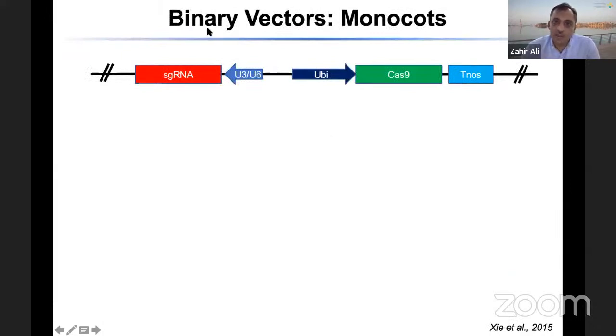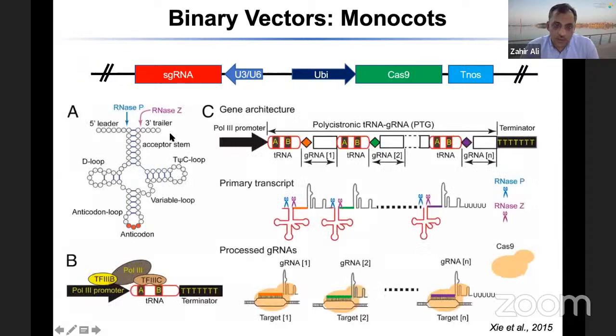Then the next step was the binary vector for the monocots. In monocots, as I explained, the ubiquitin promoter works very well for the Cas9 with the T-NOS terminator. And you can use the U3 or the U6 promoter to express the gRNAs. But normally in the cereals, we need multiplexing, and for multiplexing, a very good system was developed. That is the combination of the tRNA structure with the gRNA. What they did is put a tRNA and then a gRNA, then again tRNA and gRNA.